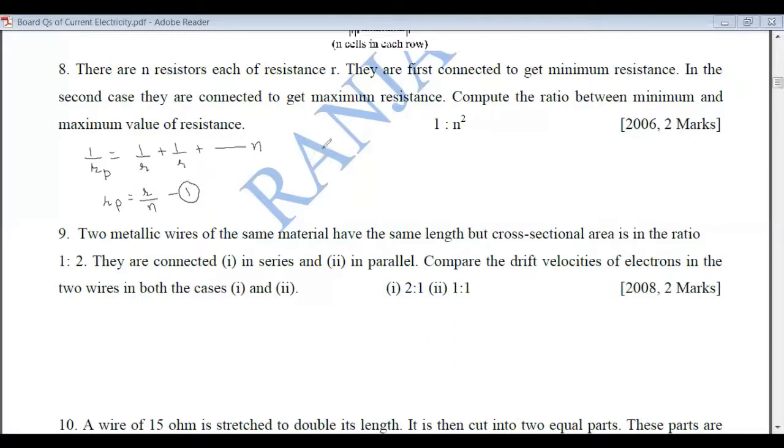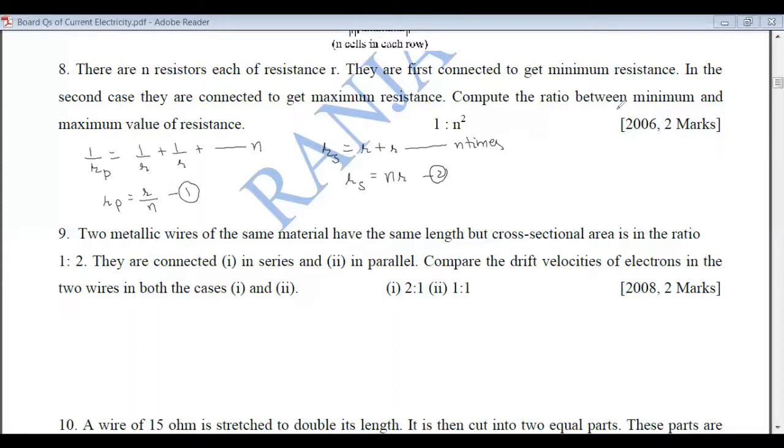Okay, in order to get maximum resistance, they will be connected in series. Let the equivalent of the series combination be Rs, which is equal to R plus R, how many times? N times. So the maximum resistance, which is the equivalent of the series combination, is equal to N into R. This is equation number 2.